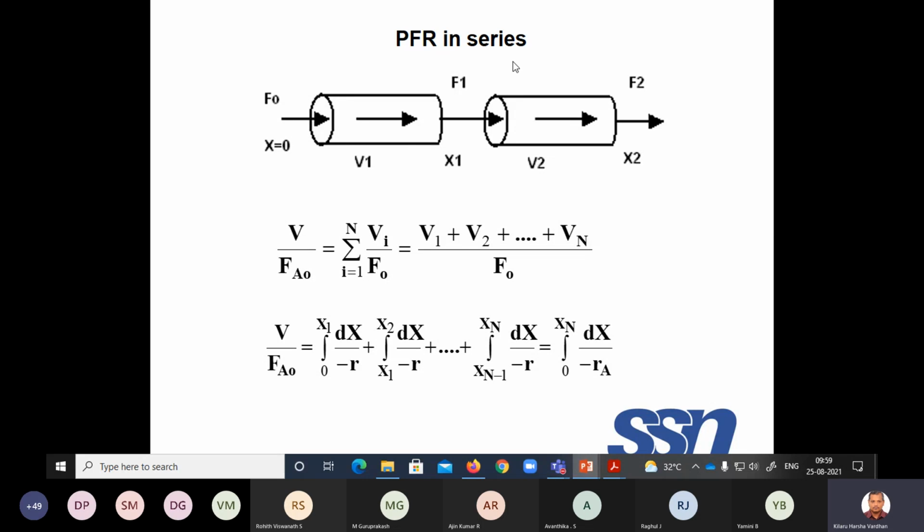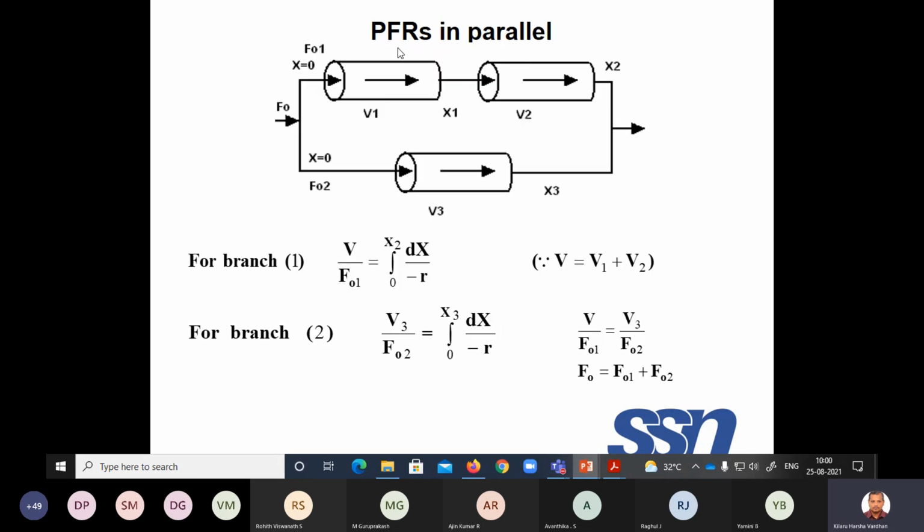This is in series. If you are having reactors like this, PFRs in parallel and series, now you see these two reactors are CSTRs and PFRs in parallel and series. But if you compare this stream and this stream, there are three reactors overall, two in series, one in parallel, right? So along with that, what you have to do is decide how much flow rate should be sent here and how much flow rate should be sent here.